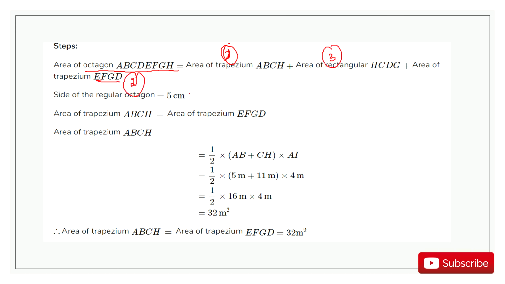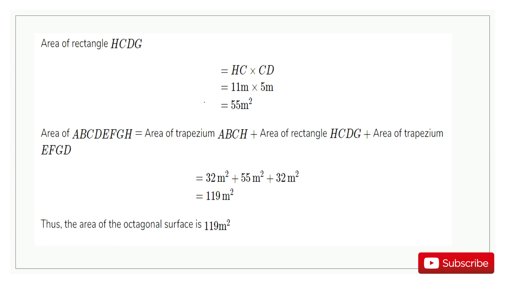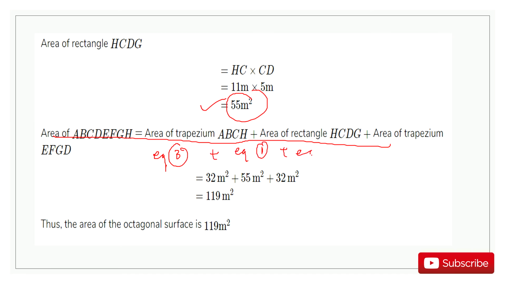Since the side of the regular octagon is 5 centimeters, we are putting the values to find area of trapezium. If I found the area of one trapezium, that is equal to the, because equation 1 is equal to equation 2, both the areas are equal, same trapezium, yes, all the sides are equal, right, because it's a regular octagon. Then rectangle we have found out 55 meter. Now once I have found out, so area will be equation 3 plus equation 1 plus equation 2. Figure 1, figure 2, figure 3. And values 119 is the correct answer for the area of a regular octagon.